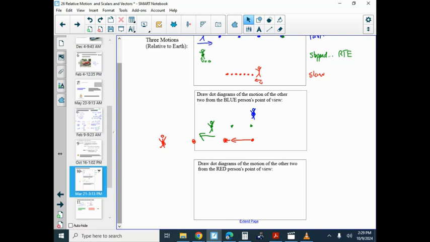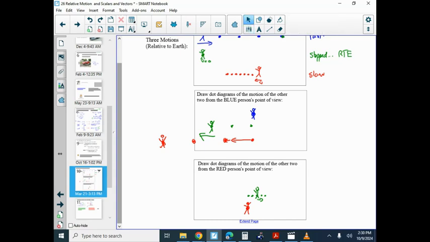So the dot diagrams from the red person's point of view. So red person point of view, they're stationary, they're just here. And what would everything look like from that person's point of view? So they're going to the left. And so you'd picture the green person moving the other way, right? So dot, dot, dot, like this. The dots go this way for the green person. Put them along here somewhere. Going this way, right? The opposite of what the red person was going.